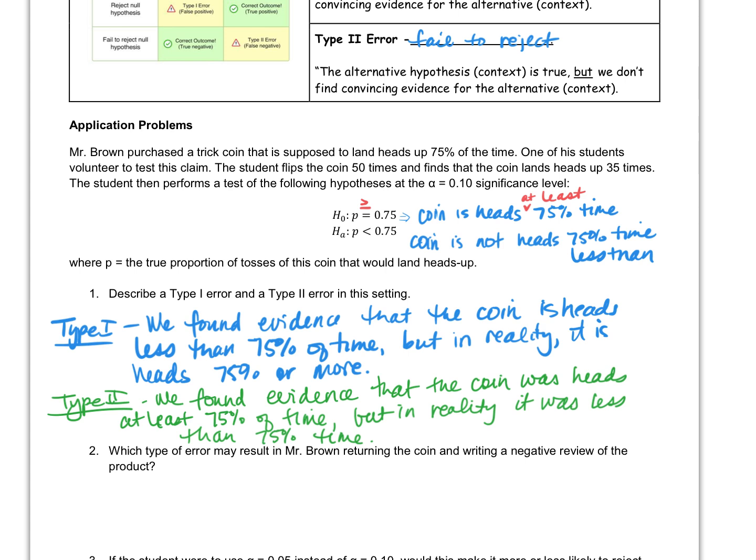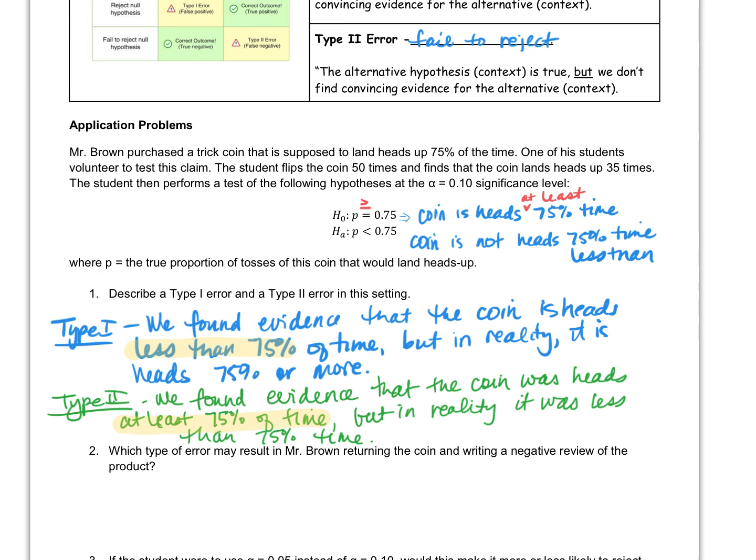Okay. So the trick on identifying your errors is this first piece. Found evidence for what? Less than 75% of the time, that's the alternative, right? Or a type 2 is when we found evidence of the null. And then reality is the opposite.